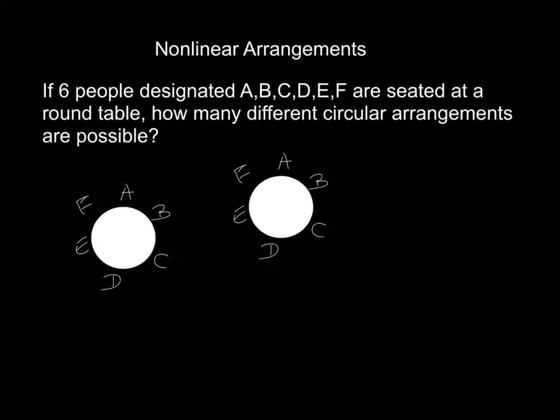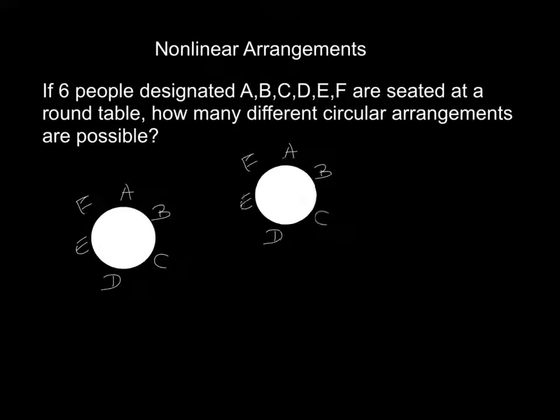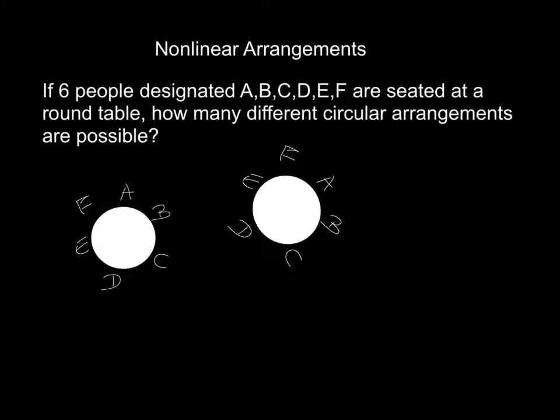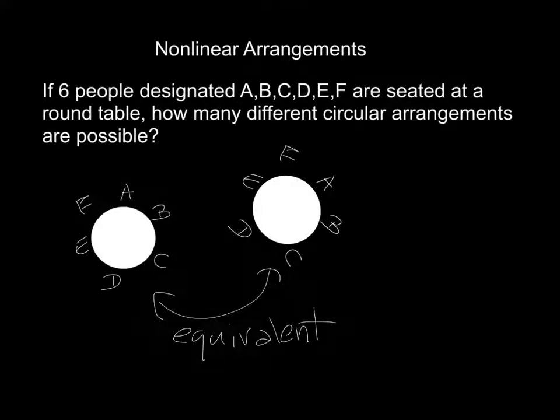The trick to circular arrangements is that usually you'd want to think of, if we rotate the table, that these two arrangements are equivalent. Even though person A has now moved seats, they're still relatively in the same seated position, because A is always on this side of B, who is next to C, who's next to D, who's next to E, and who's next to F. So these two arrangements are considered equivalent in circular arrangements.